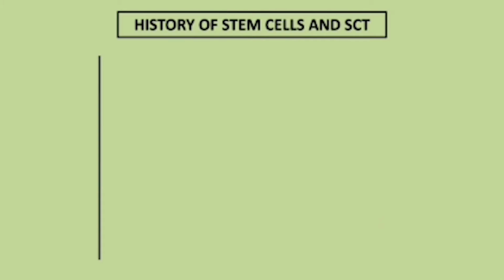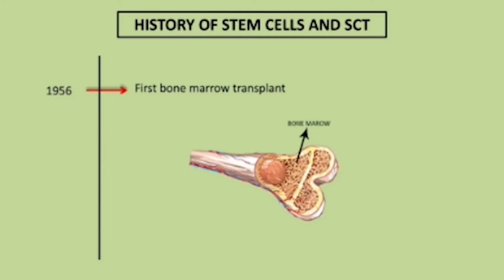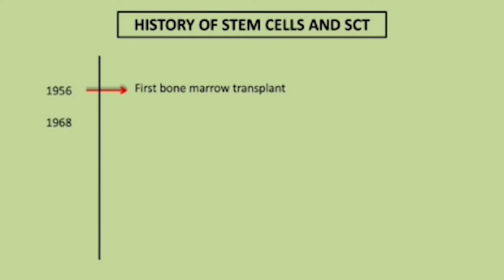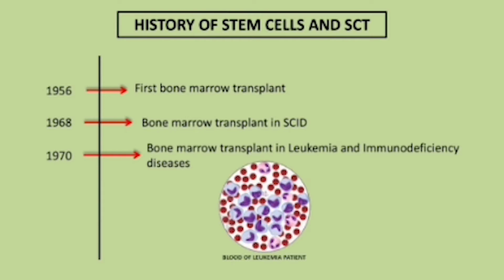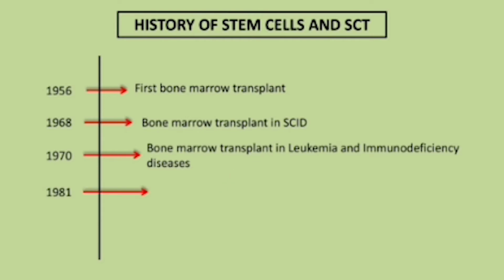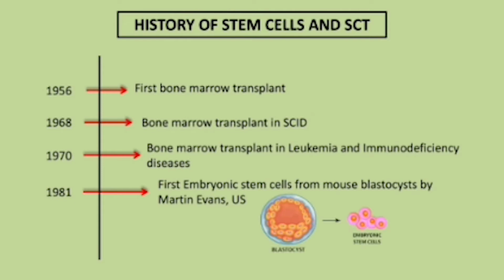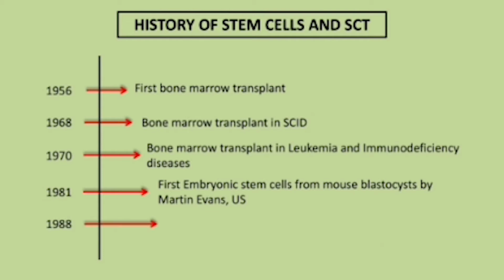History of stem cell research and stem cell therapy. In 1956, the first bone marrow transplant was successfully performed. In 1968, the first successful bone marrow transplant was used in the treatment of SCID. In the 1970s, bone marrow transplant was successfully used in treating leukemia and immunodeficiency diseases. In 1981, first embryonic stem cells were isolated from mouse blastocysts. In 1988, first hematopoietic stem cells from adult mice were purified and characterized.